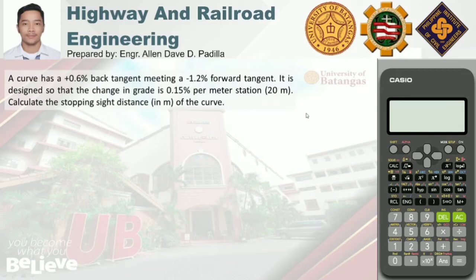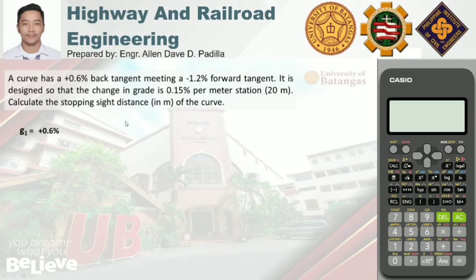Next, a curve has a positive 0.6% back tangent meeting a negative 1.2% forward tangent. It is designed so that the change in grade is 0.15% per meter station. One station is 20 meters, it says here. Calculate the stopping sight distance in meters of the curve.